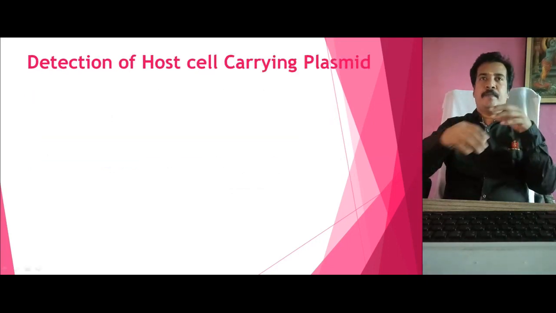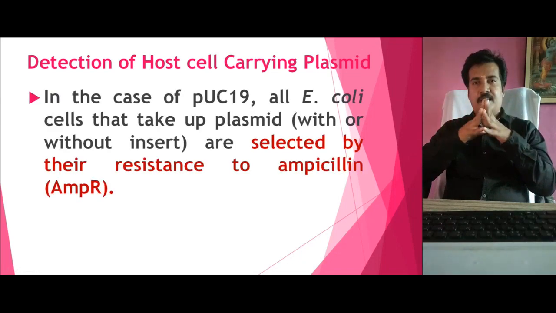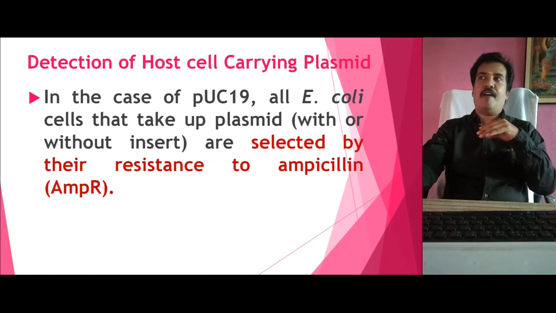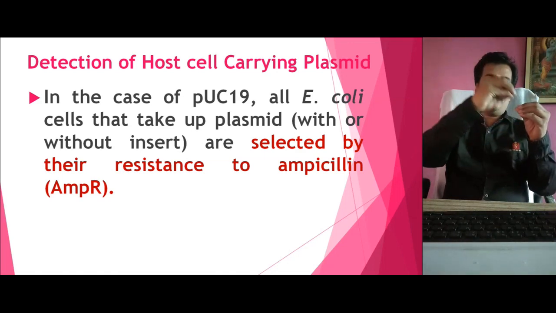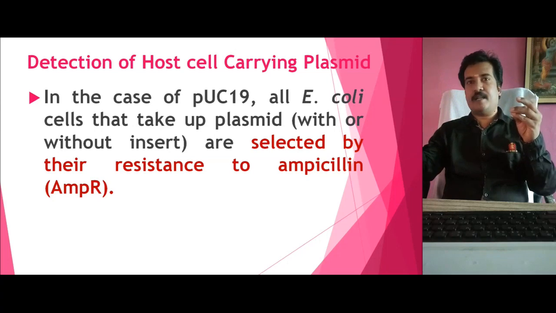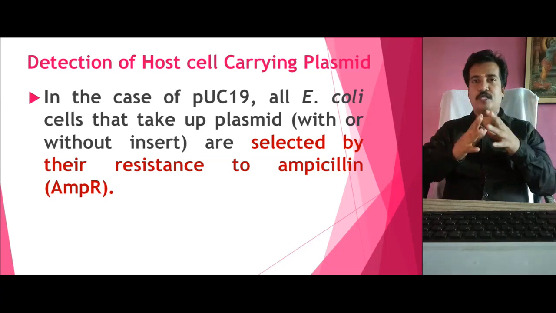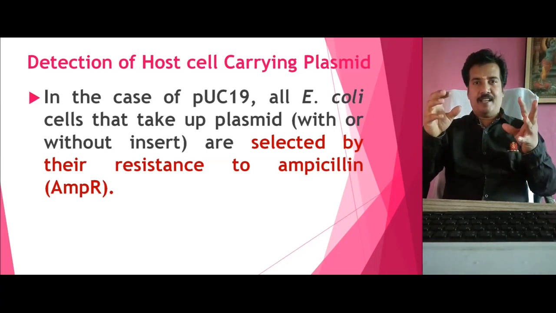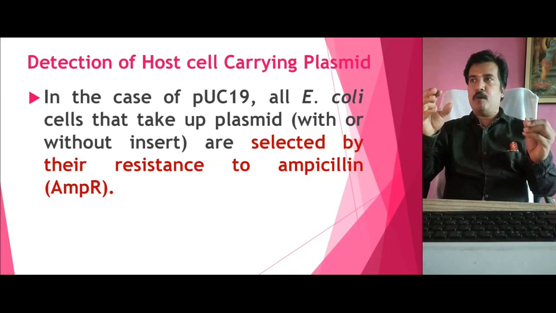Second, after insertion, we need a biomarker, that is the marker region, for detection of the host cell carrying the plasmid. Consider I have isolated the plasmid and added the foreign DNA, and then I am inserting it into another host cell which doesn't carry the plasmid. This biomarker helps to identify the two sets of bacteria, those carrying the plasmid and those not carrying the plasmid. So in the plasmid, the biomarker is present.